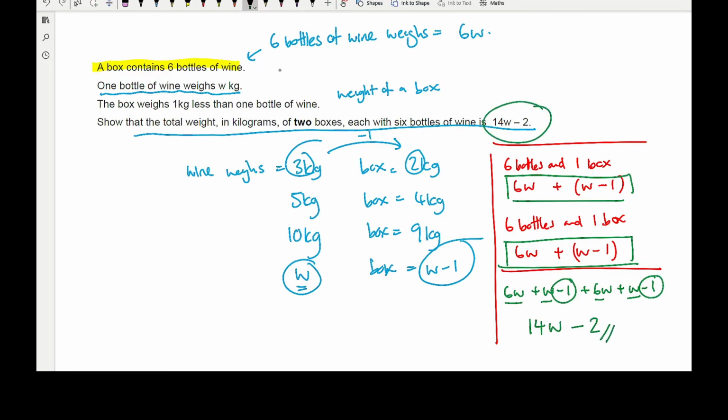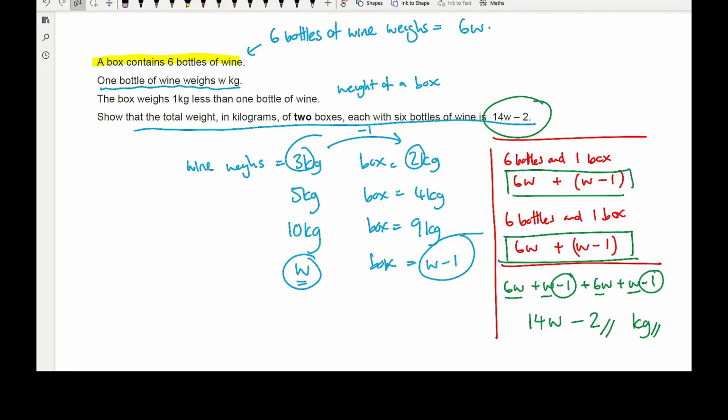And therefore, I have shown that 2 boxes, each with 6 bottles of wine, is going to weigh 14W minus 2 kilograms. Now, one piece of advice: although as maths teachers we always encourage you to make sure you write your units, when you are writing expressions, there is an exception to including units. You've got to make sure that your units aren't going to be used as letters or variables, as we say in terms of algebra. So just be mindful of the units and making sure that they're not part of your expression. For example, if you're using kg, make sure that the letter K and the G don't actually refer to anything in the question. But generally speaking, a final answer to this particular question is just 14W minus 2.